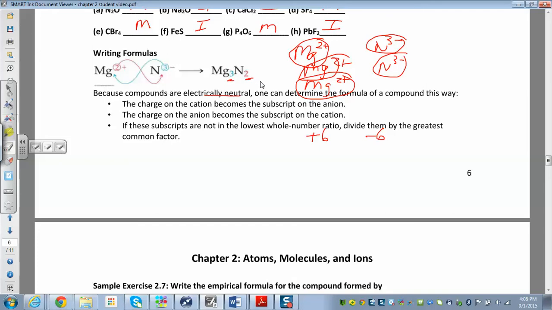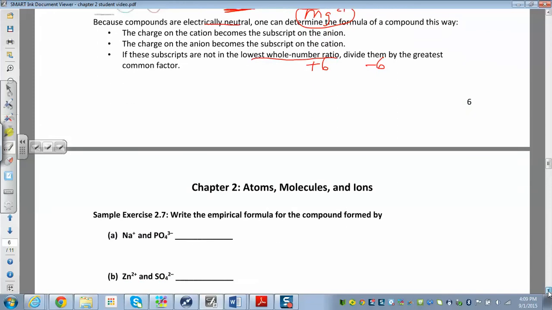So the trick is just trying to figure out what these subscripts are. How many of each one do I need? So the charge on the cation becomes the subscript on the anion. The charge on the anion becomes the subscript on the cation. And then the last thing you have to do, and that'll get you the right answer 80% of the time, is look at those 2 numbers and make sure that you have the empirical formula, that you have the lowest whole number ratio. If not, divide them by their greatest common factor. So we'll do a couple examples of that.